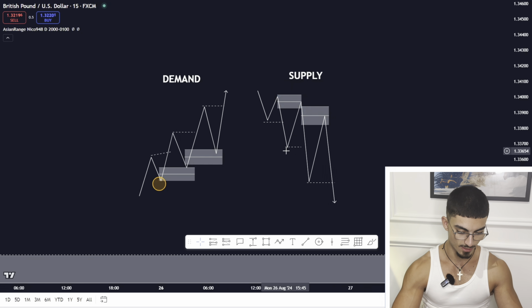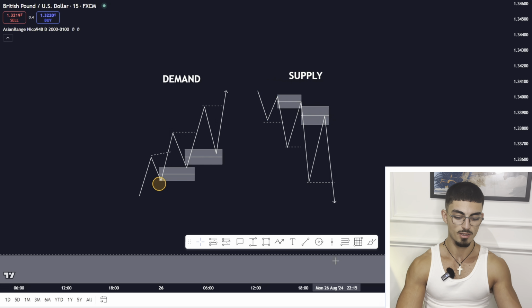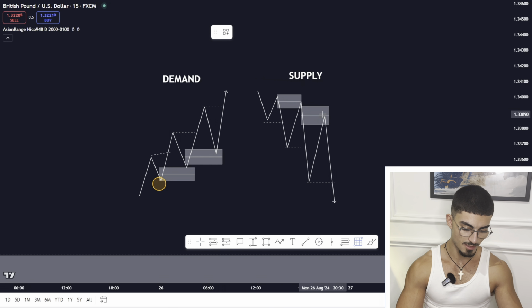As we break structure to the downside, price comes back into it, and then price goes lower, then it leaves a new supply zone, and then price comes back into it, then it goes lower, and then as you will see right here, this is now our new supply zone.